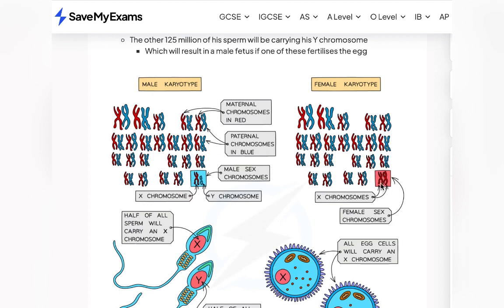The 23rd one is the X chromosome and X. It's XX. We don't call it 23, we just say the X chromosomes. This last one is the XX chromosomes, so they're both carrying the X.